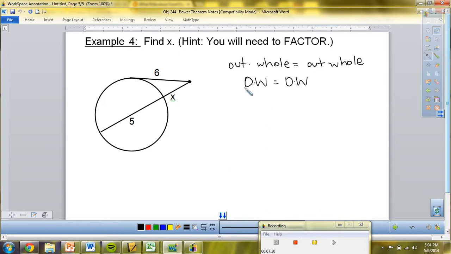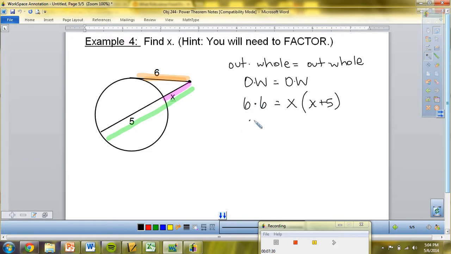So then my outside for the top segment is going to be 6, and the whole is also going to be 6. So my 6 times 6 is equal to the outside for the bottom line, which is going to be x, while the whole is going to be the entire segment, x and 5. So here my outside is x, my whole is going to be x plus 5. Those are not like terms, so I cannot combine them, so I have to write that as an expression, x plus 5. And now let's try and simplify as much as possible.